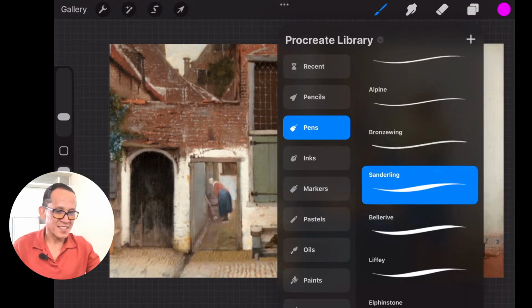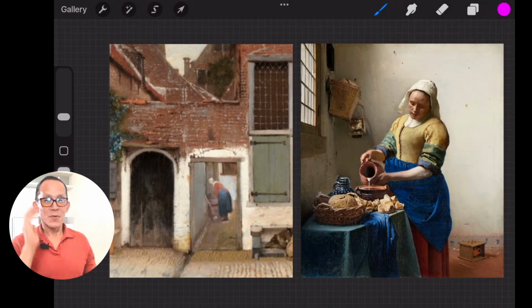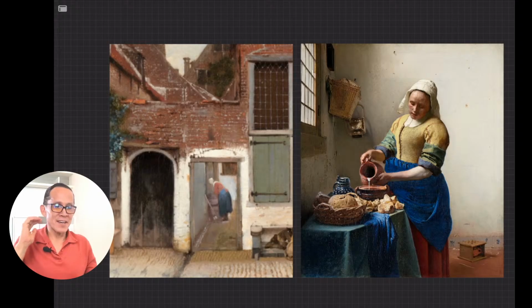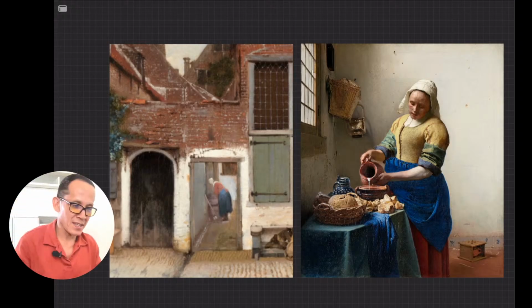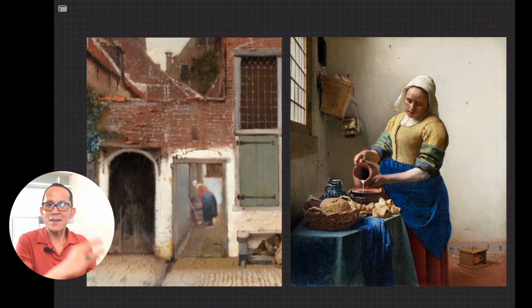When I saw this, I was like, holy cow. I instantly fell in love with Vermeer and fell in love with this painting on the right. I have to talk about this painting next, because now I have to know more about the Milkmaid.